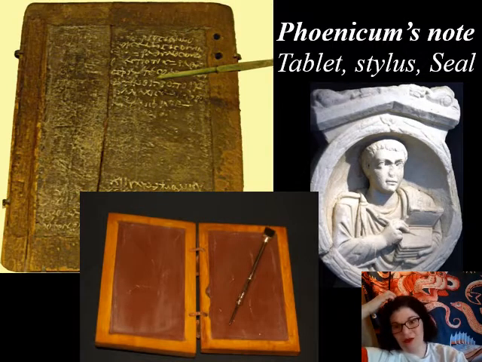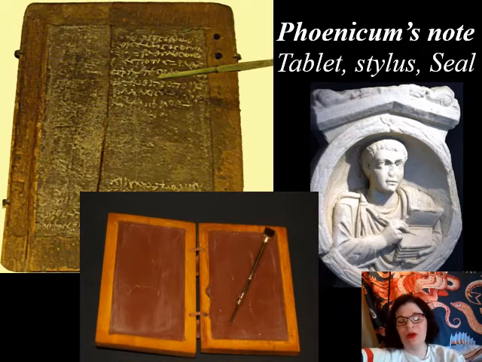So, Roman culture note. When Romans were writing letters and notes to each other, they didn't use paper, papyrus, wood pulp paper, parchment. That was for more permanent books. When you were just writing a note, you didn't use scratch paper. That was too expensive. Rather, you would use a piece of wood with wax on it, called a tablet. And that's what Phoenician's note at the beginning of the play is written on.